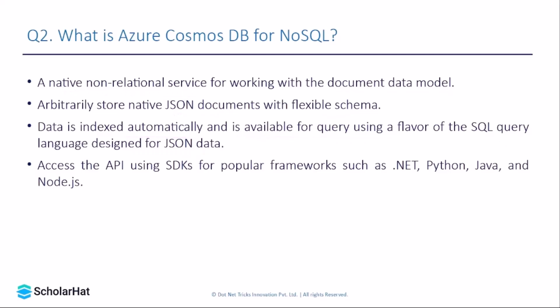The SDK of Cosmos DB is available for popular frameworks like .NET, Python, Java, and Node.js. So if you want to access an Azure Cosmos DB for NoSQL, you can use different APIs or SDKs, and with the help of these SDKs, you can interact with your Cosmos DB database for NoSQL from multiple frameworks and technologies like .NET, Python, Java, and Node.js.